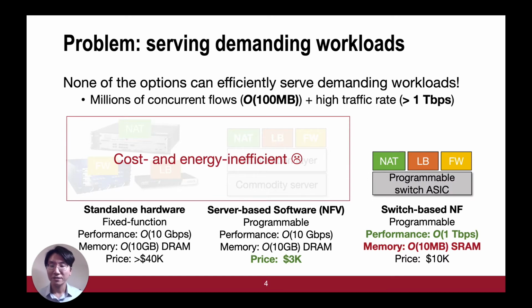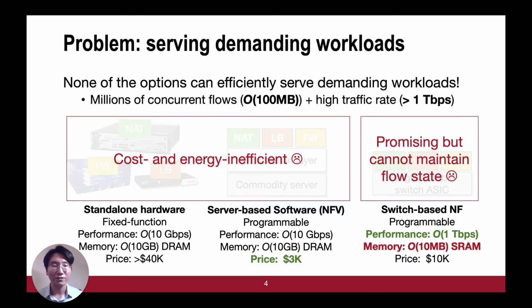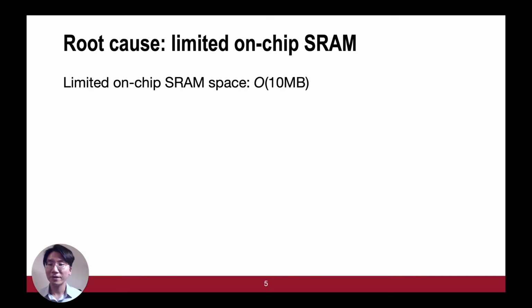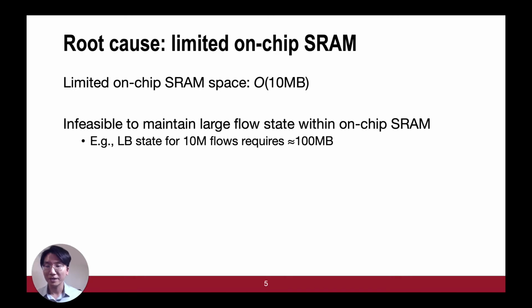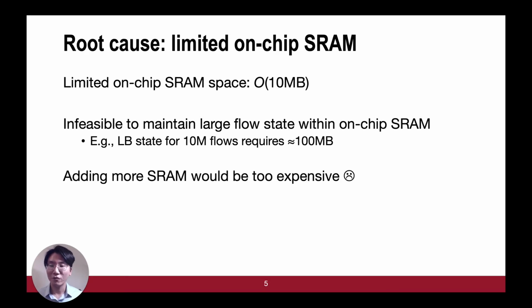In contrast, since a single programmable switch can process very high traffic rates, it seems promising for this workload. However, unfortunately, it cannot maintain the necessary flow state for the large number of flows. The key reason for this is the limited SRAM space on the switch, which is tens of megabytes. Because of this limitation, it's infeasible to maintain large state. For example, load balancing state for 10 million flows requires around hundreds of megabytes, which does not fit into on-chip SRAM. You can think of just adding more SRAM as a solution, but it's not cost efficient because SRAM is generally very expensive.